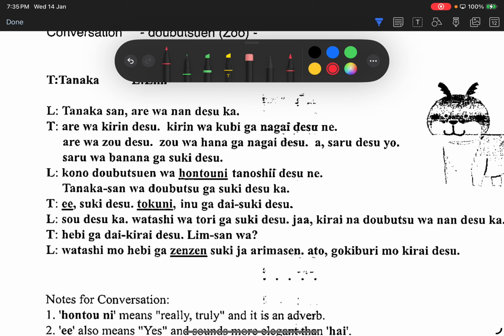Right? So if we change the wa to a no, it becomes like the monkey is holding on to a banana already. And he likes that particular banana. But in this case, there's no banana. We are just saying monkey likes banana in general. Right? So that's the biggest difference between the no and the wa. Okay?